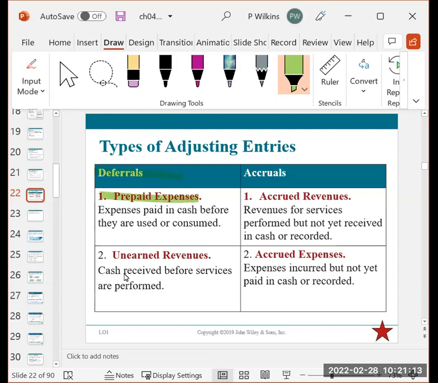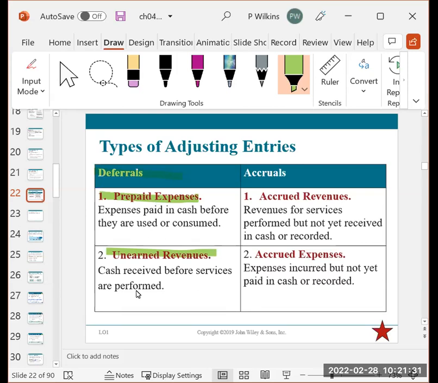So that'd be prepaid expenses or unearned revenues. This is where we receive cash before services are performed. This might be where a customer gives us $50,000 for services, and then we're going to provide the services over a period of time.